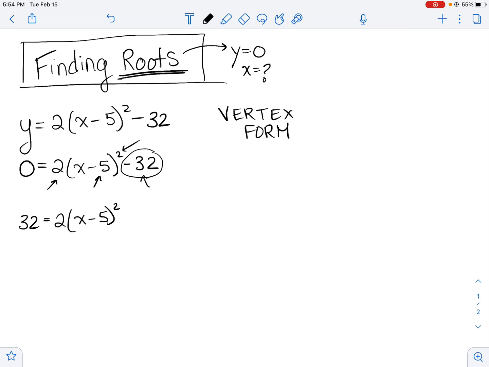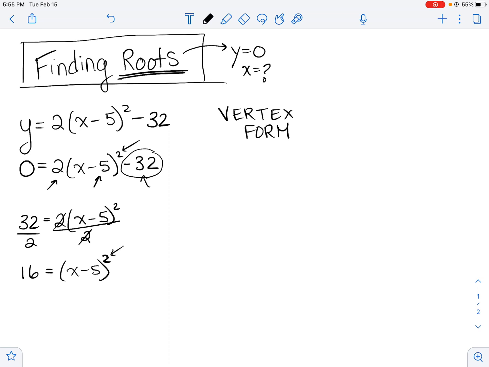Okay, first step done. Now I need to get rid of this 2 in front of the brackets. So I think I shall divide both sides by 2. So 32 divided by 2 would be 16. And then I have (x minus 5) squared. I'm getting close. x is almost alone.